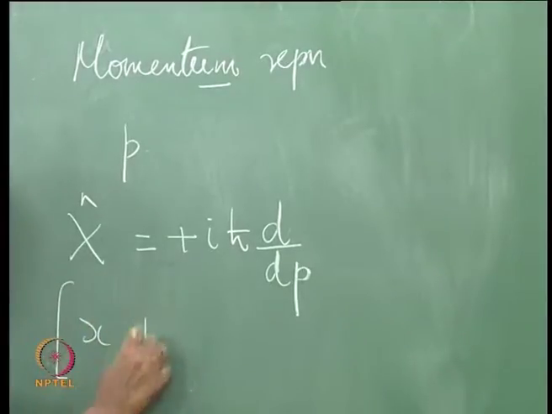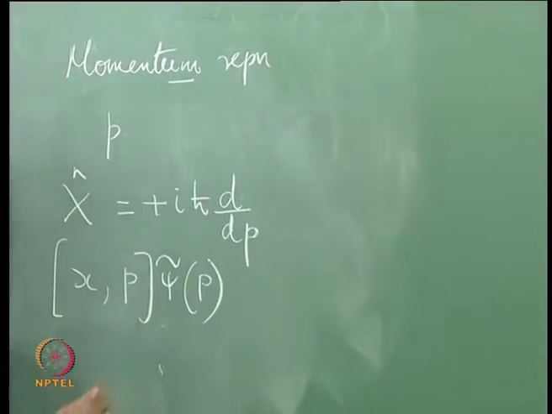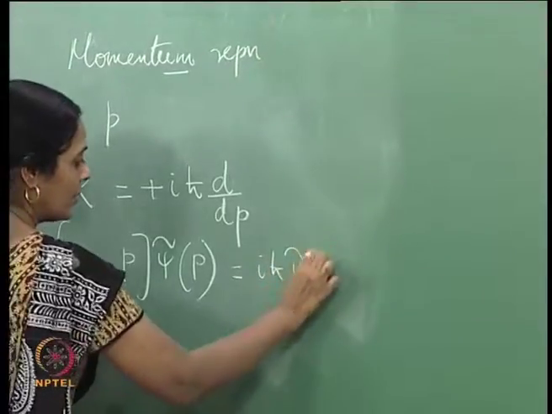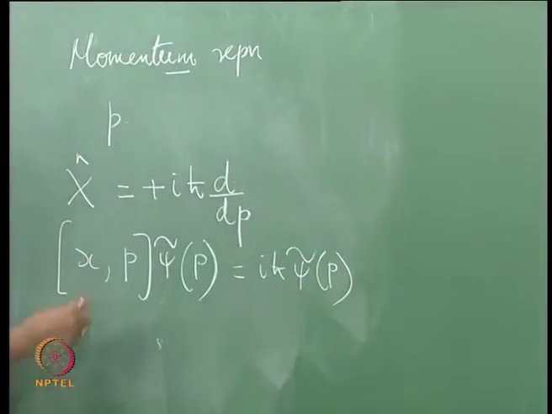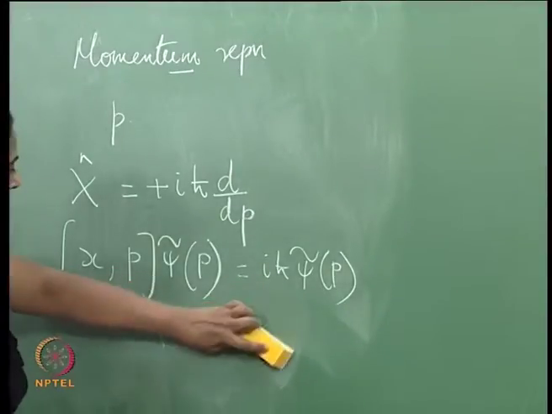Let us work out the commutator. [x, p] acting on psi tilde of p is expected to give i h cross psi tilde of p, because it is like the identity operator acting on psi tilde of p apart from the i and h cross. So we can check that out.